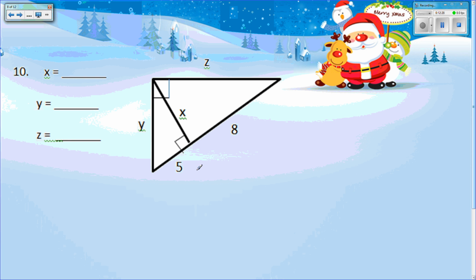So let's try it again. So here's my x. The x pairs with the 5. Remember the altitude just pairs with the two pieces. So set up your proportion. X is your geometric mean. It pairs with the 5. It pairs with the 8. X squared equals 40. So take the square root of both sides. X is 6.3.